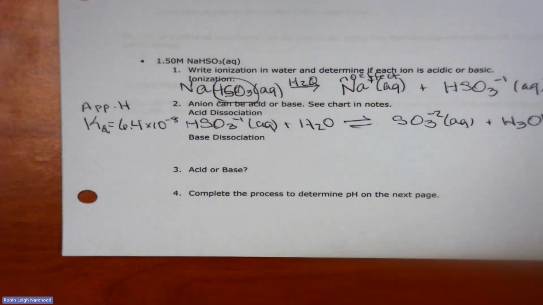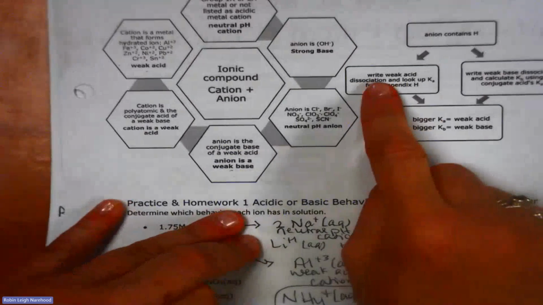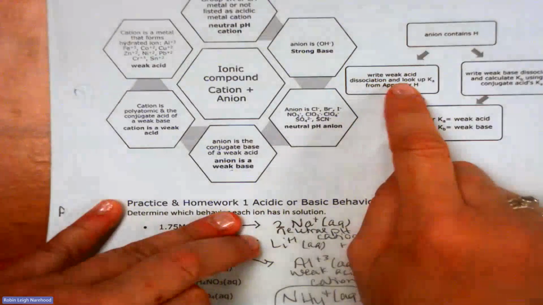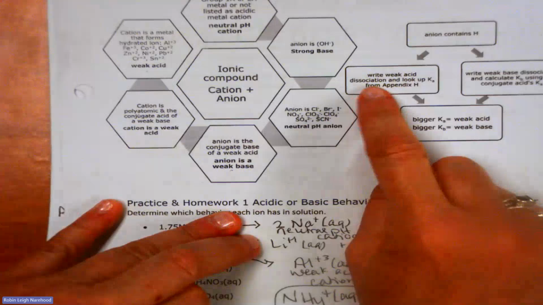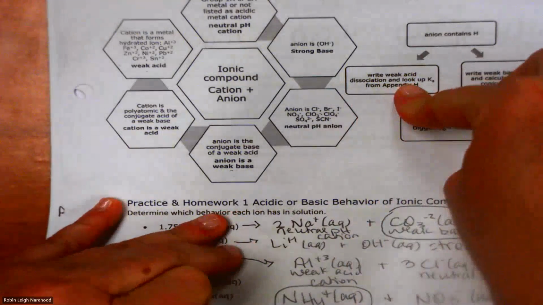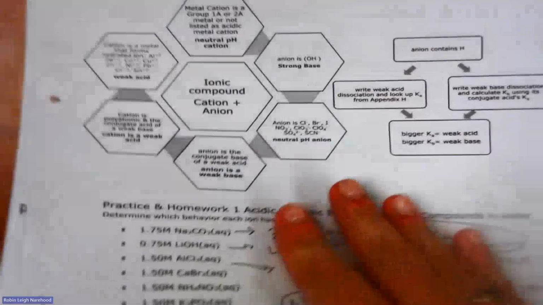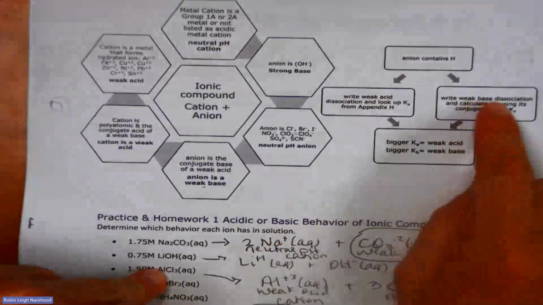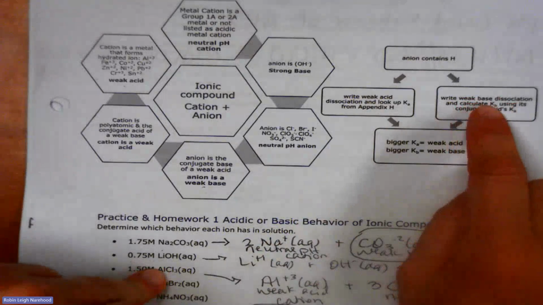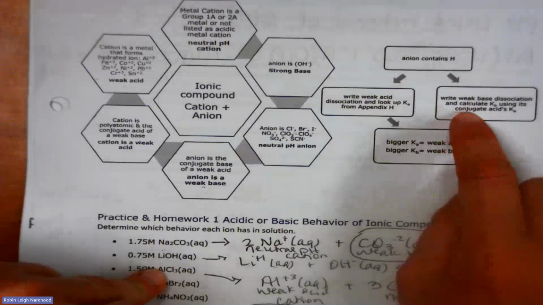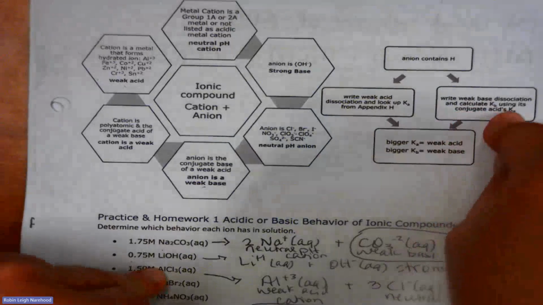Okay. So this is what we did first. We did the weak acid dissociation and we looked up the Ka in Appendix H, meaning OpenStax Appendix H. Now we're going to do the weak base dissociation and we're going to calculate the Kb using the conjugate acid's Ka.